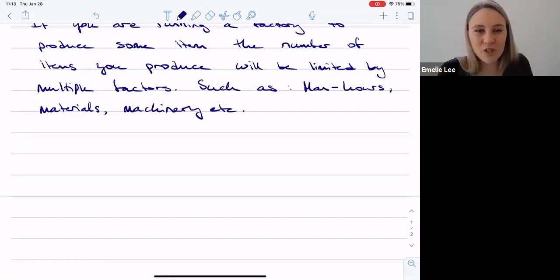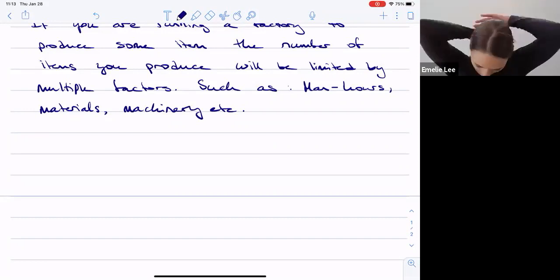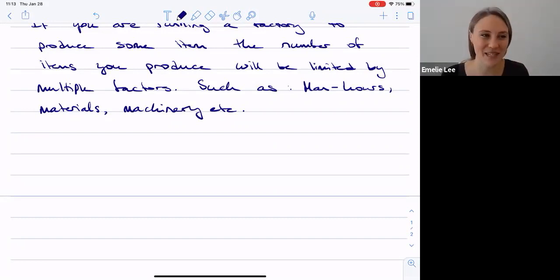Maybe I only have 4 machines. So maybe I have unlimited materials and unlimited man hours, but I only have 4 machines. There's only so much I can produce, right? And so we're usually limited by multiple factors.